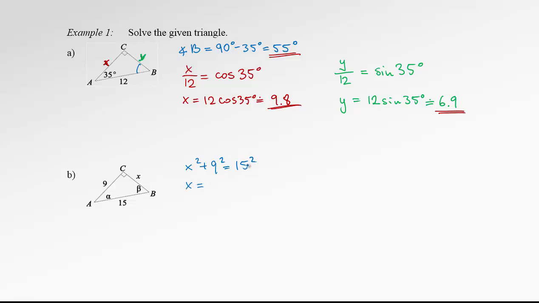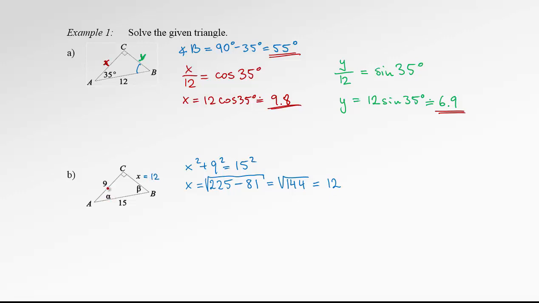Therefore, x squared is 15 squared, which is 225, minus this 9 squared, which is 81. And since we want just single x, we need to place a square root on top of it, right? So that becomes root of 144. And we're lucky this time. This is a perfect square number. Root of 144 is 12. Okay, we already found x.